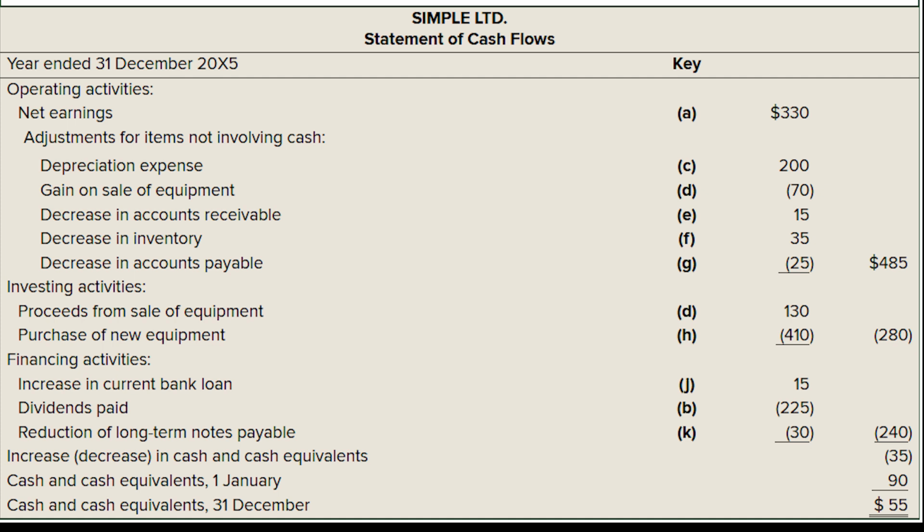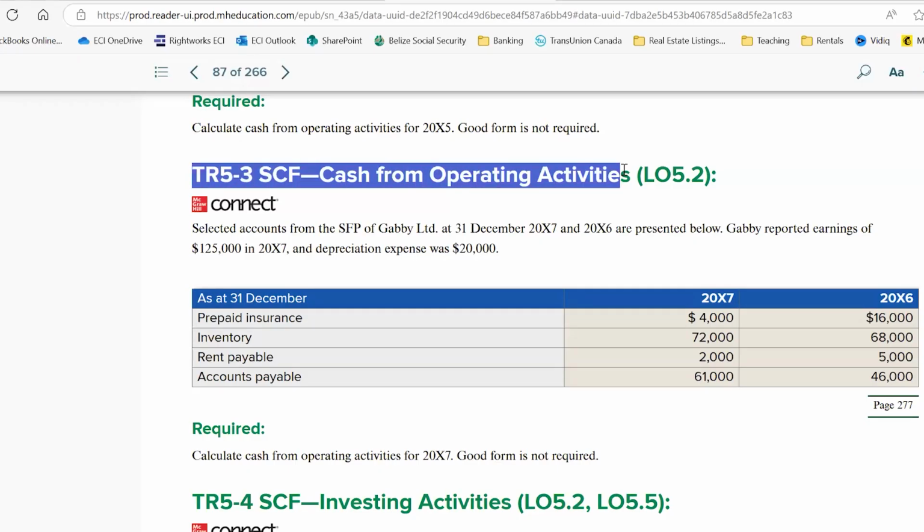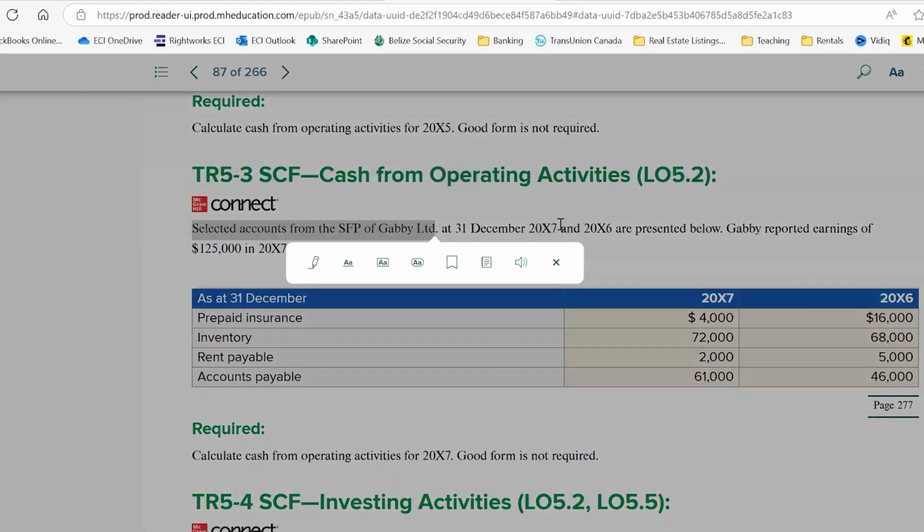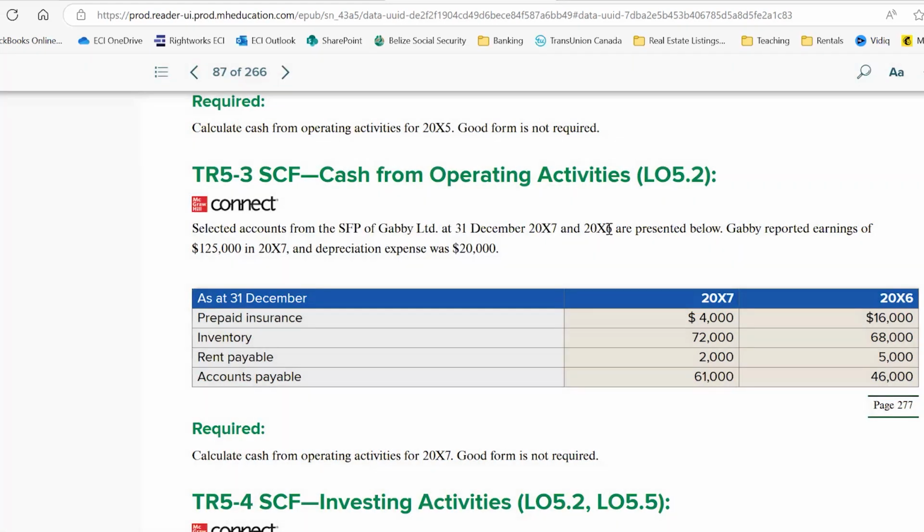Now let's look at some other examples from the textbook. Here, TR5-3. So this is cash from operating activities. And it tells you here selected accounts from the statement of financial position. So the balance sheet at Gabby Inc. at December 31st, 2007 and 2006 are presented below. And that Gabby had earnings of 125 in 2007 and depreciation was 20,000.